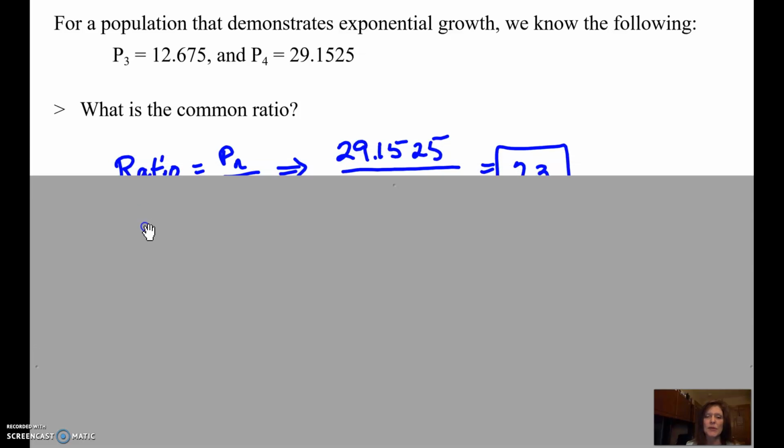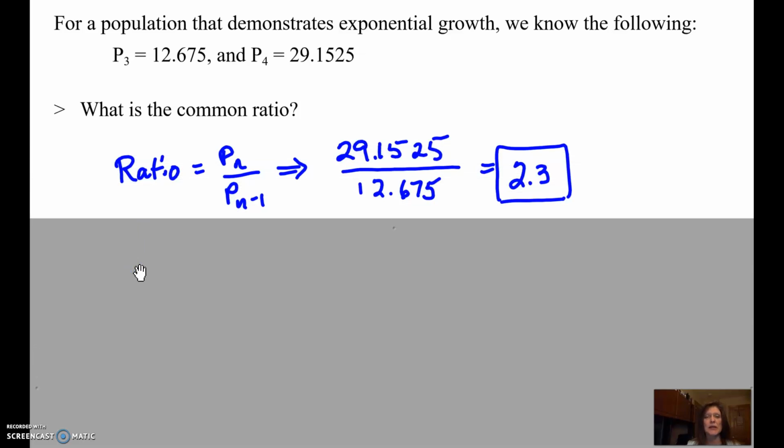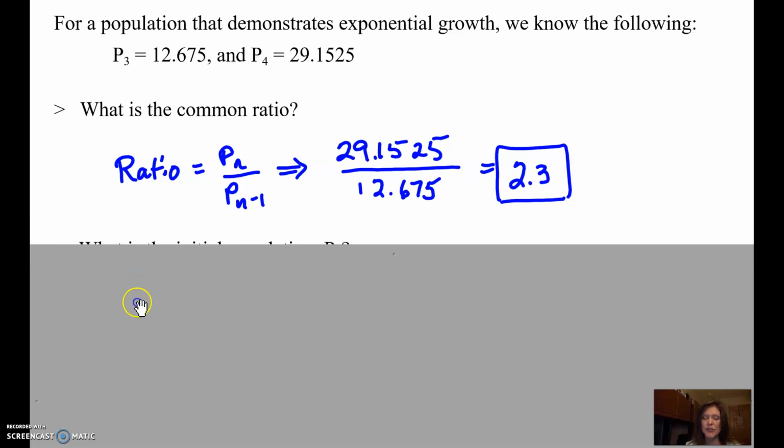Okay, so the common ratio is going to be the ratio between P sub n and P sub n minus 1, between one term and the one right before it. So I take the 29.1525 and divide it by the 12.675 and come up with 2.3. So that's my common ratio.